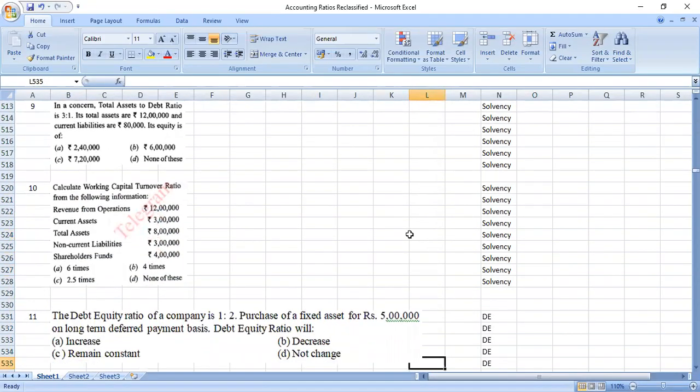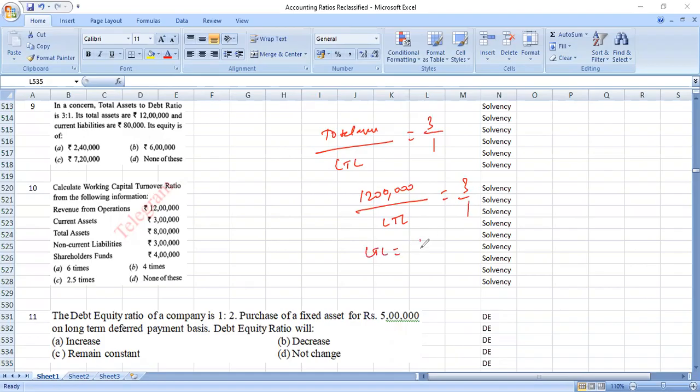In a concern, total asset to debt ratio is 3:1. Total assets are 12 lakh and current liabilities are 80,000. Equity is, wow. Nice question. Total assets divided by long-term liability is equal to total asset to debt ratio, 3:1. Total asset is 12 lakhs divided by long-term liability is equal to 3/1. So long-term liability is equal to 12 lakhs divided by 3, which is equal to 4 lakhs. Now let's prepare the balance sheet.